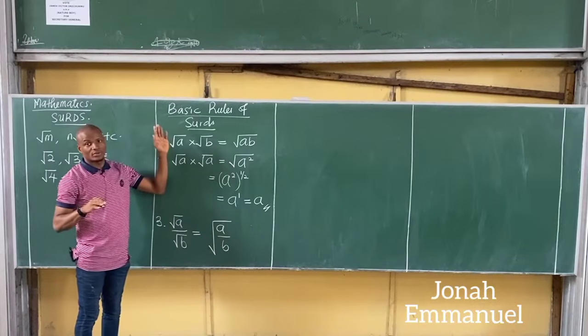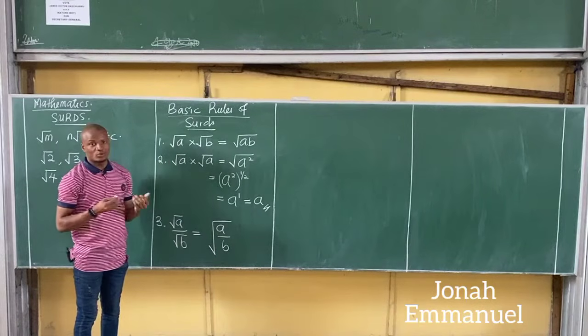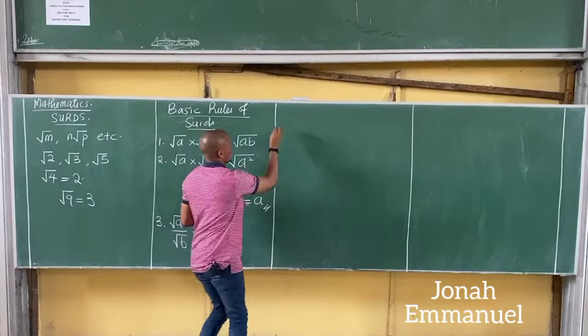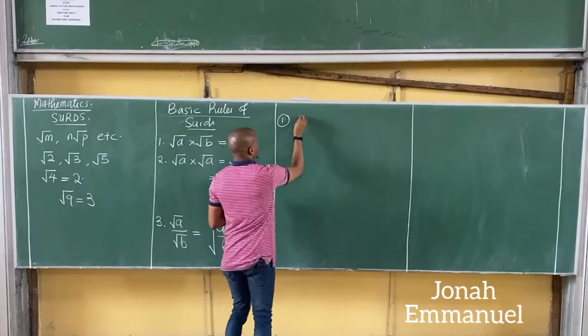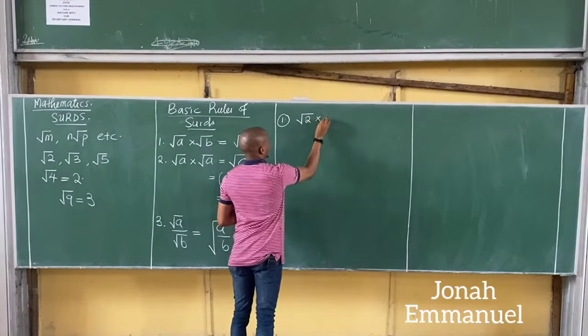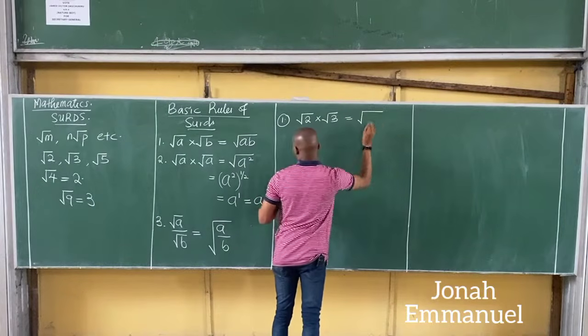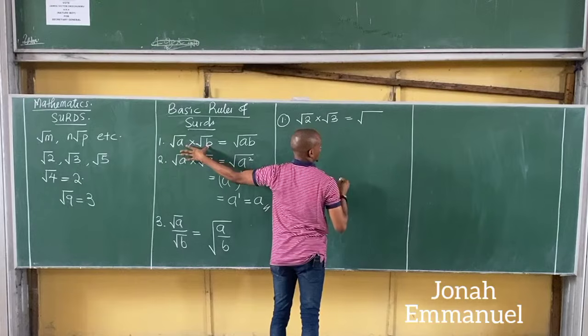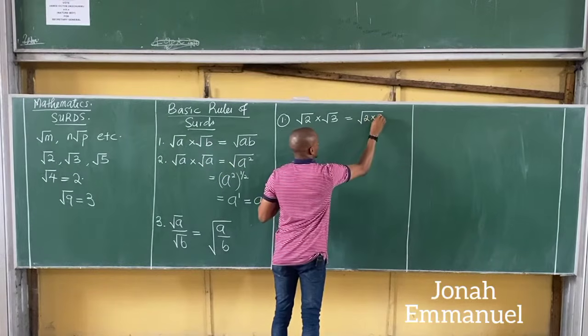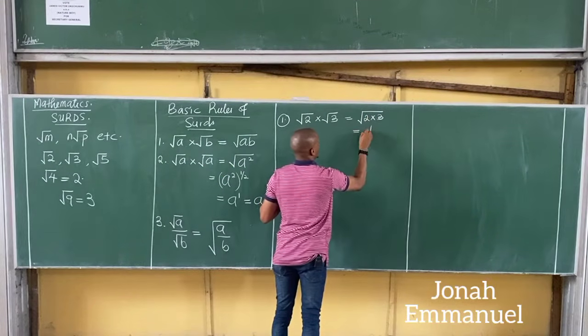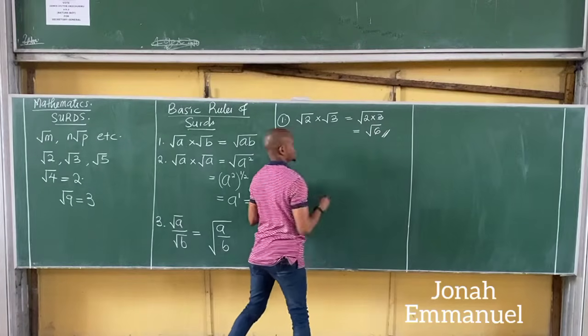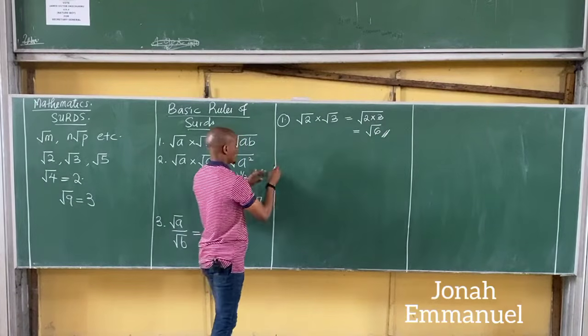Denominator alone. I'll give some examples to illustrate this point. Let's start with example 1. Let's say I have root 2 multiplying root 3. This will now be equal to root a times b. So these two multiply each other, becomes 2 times 3. And it's equal to what there? Root 6. And that's the answer. It's that easy.